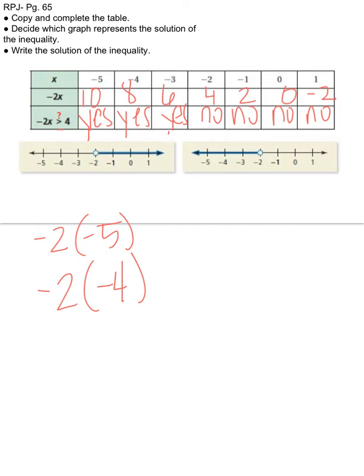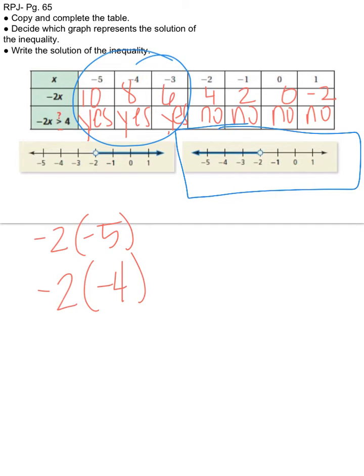So this is what you should have gotten. I got yes when I plugged in negative 3, and no for when I plugged in negative 2 through negative 1. So if I look here, these numbers on the left are my solution. So I want to pick which graph matches this, which graph matches the initial inequality. And it ends up being the second one, the one to the right.